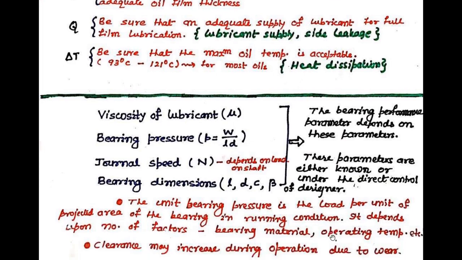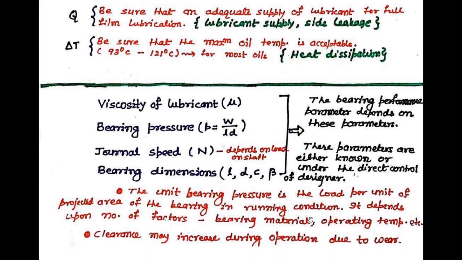Okay, it means the designer has to work on these parameters to control the performance parameters of the bearing. Now this bearing pressure P, the unit bearing pressure, is the load per unit of projected area of the bearing in running condition. We know that it is the W upon LD. It depends upon a number of factors like bearing material, operating temperature, etc.